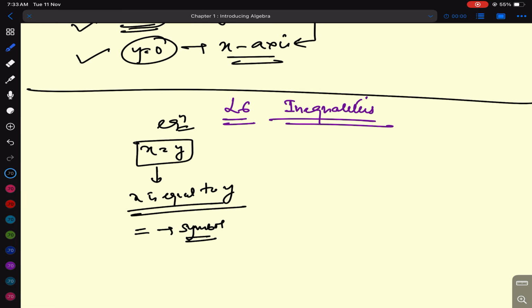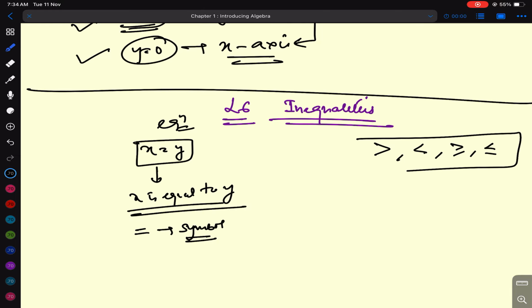Now suppose instead of equality comes an inequality. It can be in any form, whether it is greater than, greater than or equal to, less than or equal to, or less than. It can be any inequality. If an inequality comes in between these two, that is when we write it as an inequality.